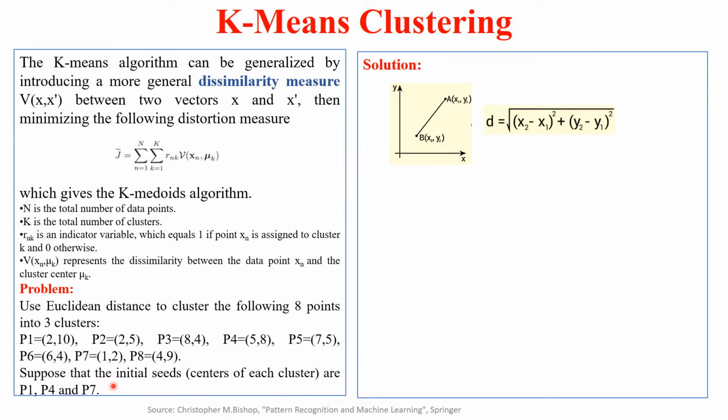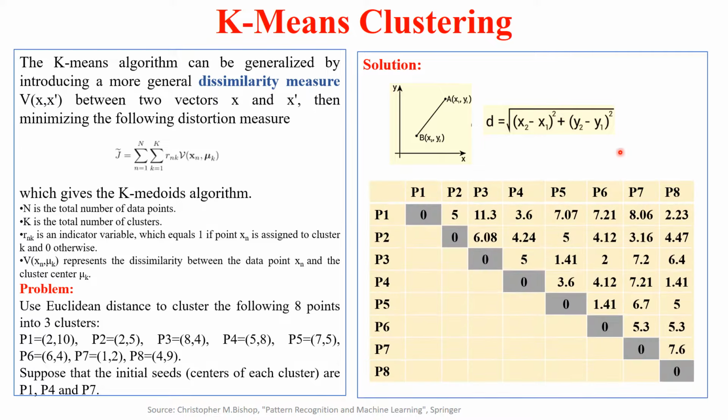Now, we should know the formula for Euclidean distance. In case we have 2 points A and B, (x1, y1) and (x2, y2), the Euclidean distance is computed using this formula: root of (x2 minus x1) the whole square plus (y2 minus y1) the whole square.